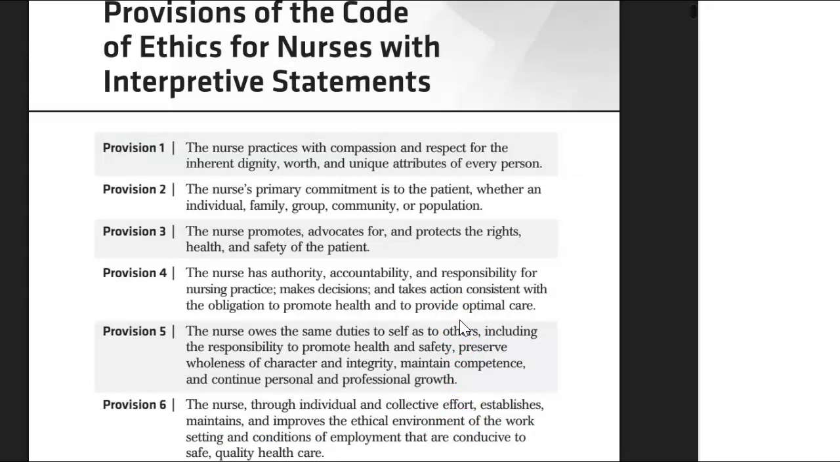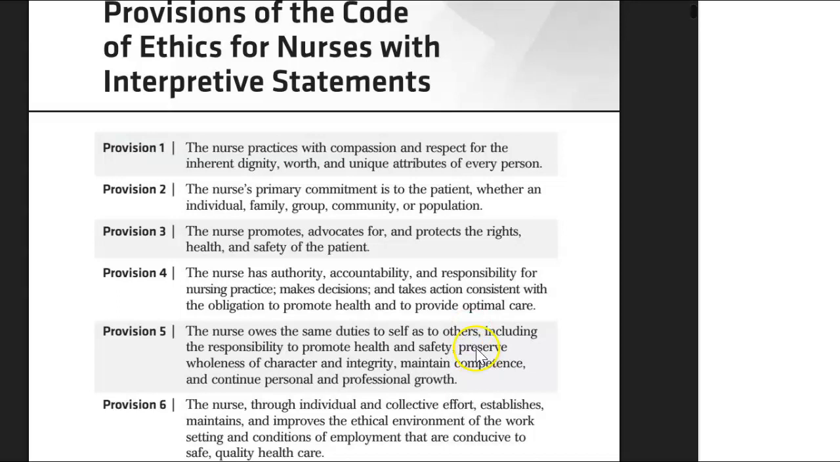So up on the screen right now, I have the Code of Ethics for Nurses, and this is from the American Nurses Association. This document is actually quite long, and we're just going to go over the titles of the provisions. So there are 9 provisions. Provision 1: the nurse practices with compassion and respect for the inherent dignity, worth, and unique attributes of every person. Provision 2: the nurse's primary commitment is to the patient, whether that patient is an individual, a family, a group, community, or population. Provision 3: the nurse promotes, advocates for, and protects the rights, health, and safety of the patient.